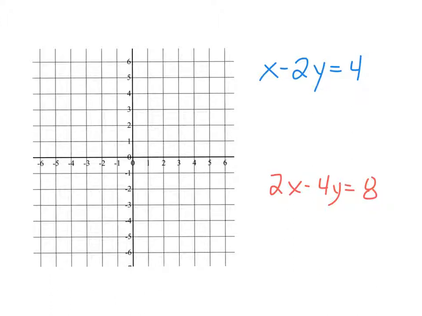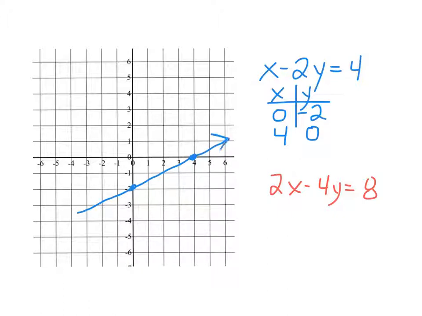Here's one final example. This time, both of the equations are written in standard form. So for the top equation, I'm going to make my t-chart, x and y. If x is equal to 0, I see y is equal to a negative 2. If y is equal to 0, x is equal to 4. So I can go through and plot these 2 points. Here's the point 0, negative 2. Here's the point 4, 0. And I can go through and draw my straight line for x minus 2y is equal to 4.